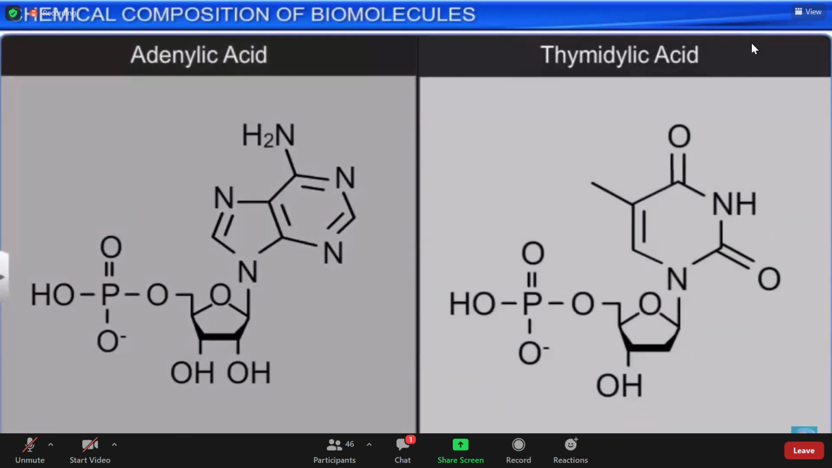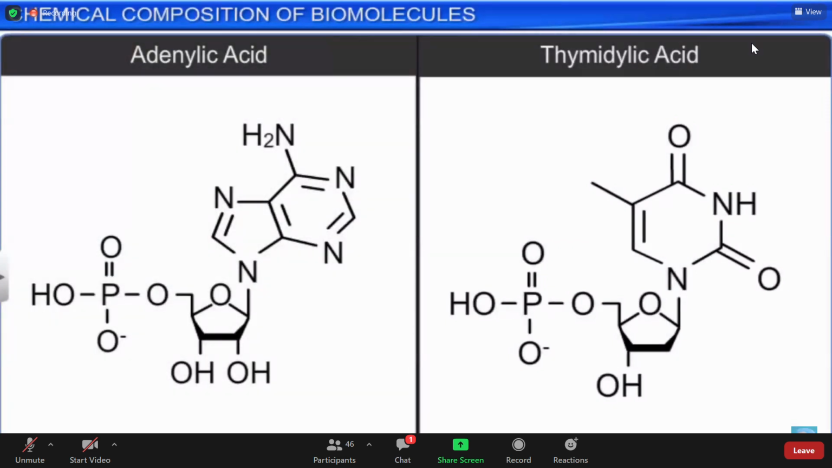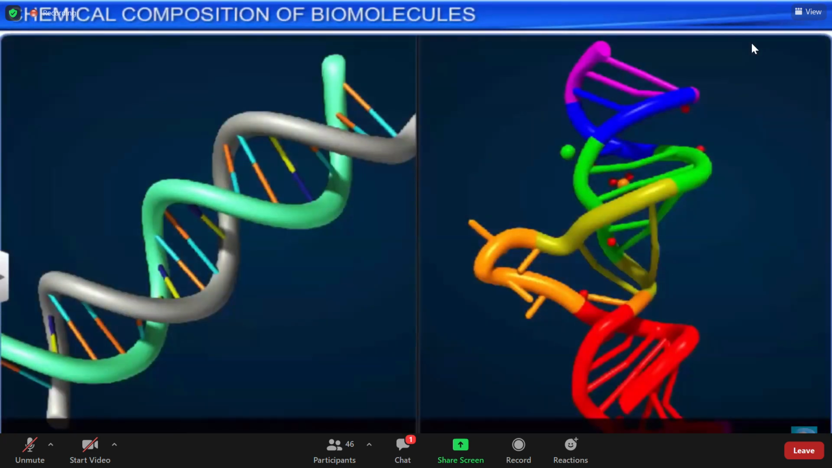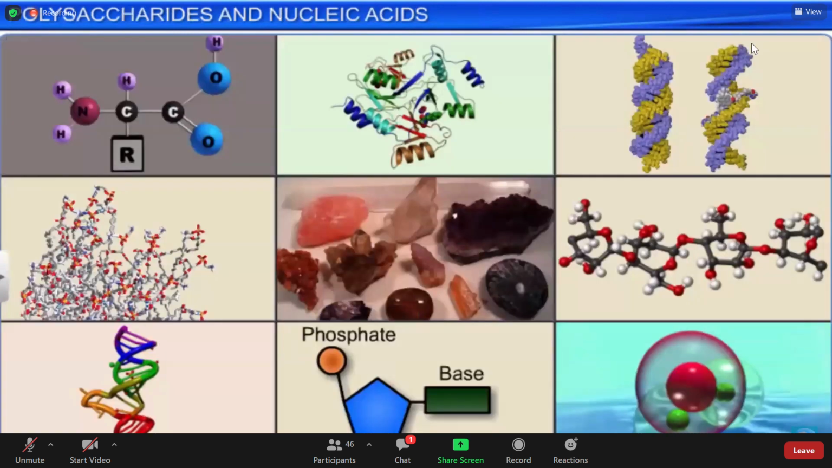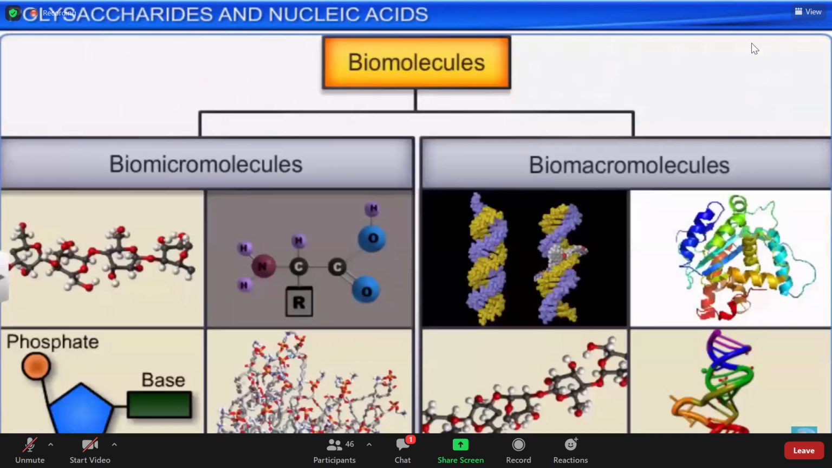Nucleic acids such as DNA and RNA consist of nucleotides. They are molecules involved in heredity. Thus, biomolecules act as building blocks of life and perform vital functions in living organisms. All living organisms produce organic molecules called biomolecules. Biomolecules can be broadly divided into two types: biomicromolecules and biomacromolecules.